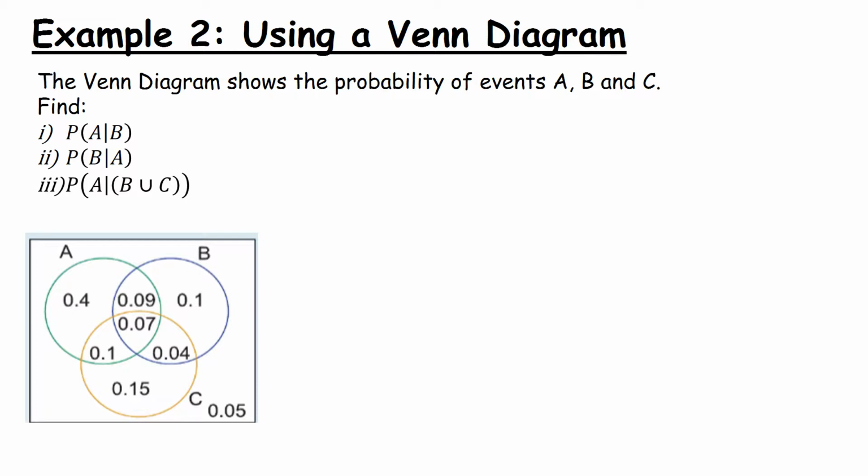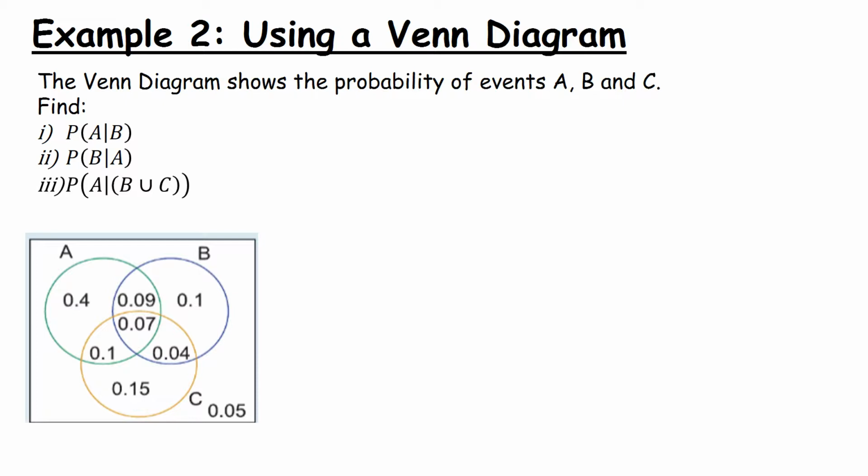You'll notice that all of those are less than 1 and they should add up to 1. So if you want to just double check, you can add all those numbers in the diagram and they'll add up to 1, so they are the probabilities. So we can see straight away that we're using conditional probability because they've asked us to find A given B, B given A, and A given B union C.